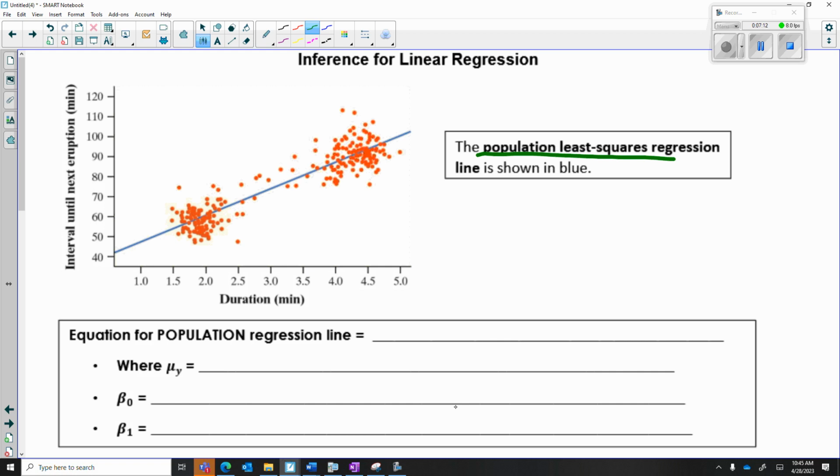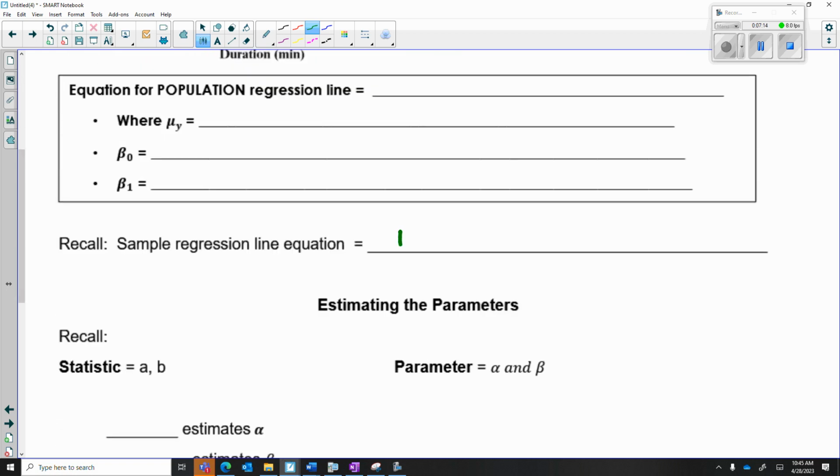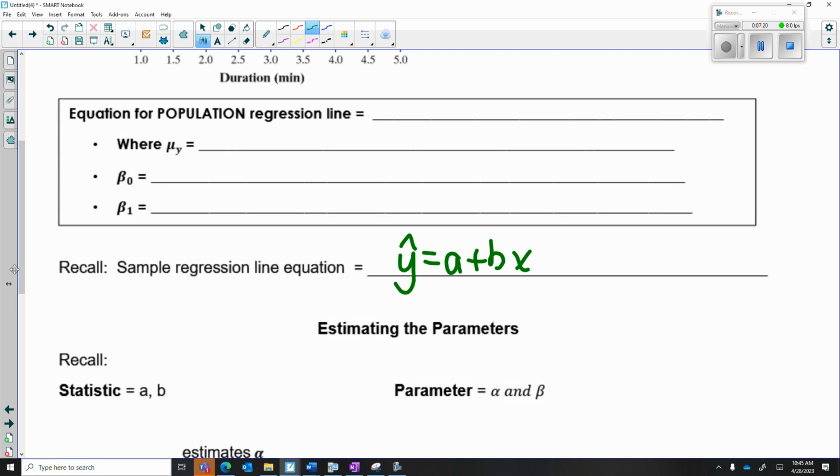So if the sample line is the sample equation y hat equals a plus bx, the population line is going to be mu sub y, which is, instead of y hat, the mean of all the y's, equals alpha for a, plus the Greek letter beta for b, x. So I'm going to change these symbols here to alpha for a and beta for b.